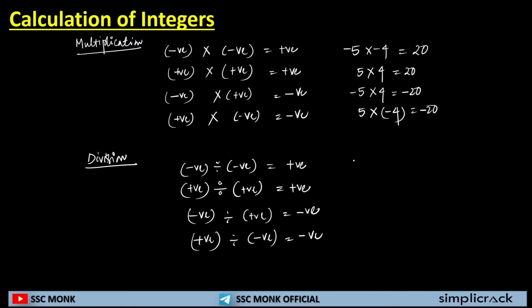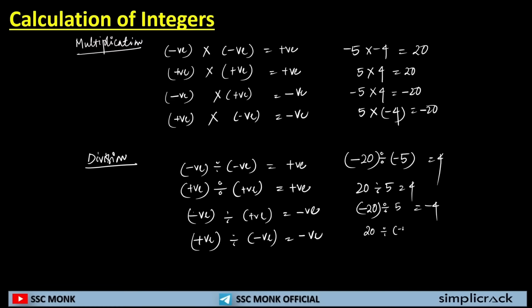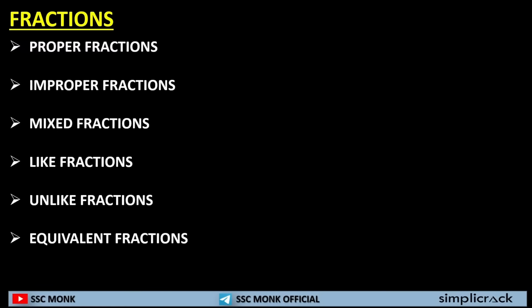That means if I say minus 20 divided by minus 5 is equal to 4. If I say 20 divided by 5 is equal to 4. If I say minus 20 divided by 5 is equal to minus 4. If I say 20 divided by minus 5, the answer will be minus 4. Clear? This is what you need to understand. This is how the calculation happens, so you should not make silly mistakes over it. Done? Next. That is fractions.